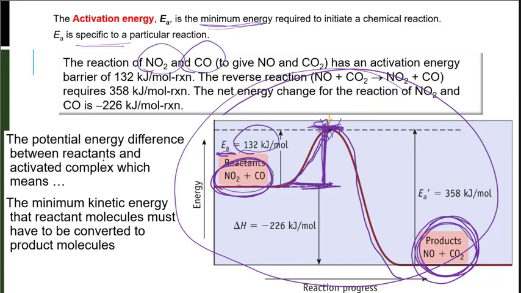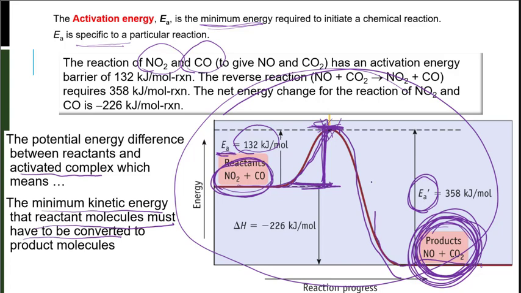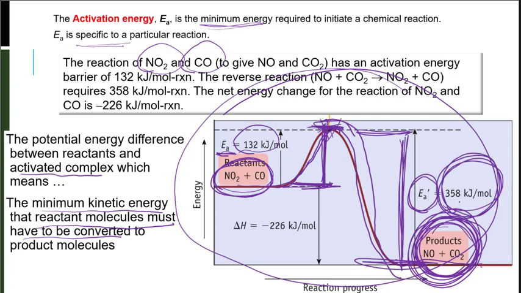The top part here is called our activated complex. That is our minimum kinetic energy that reactant molecules must have to be converted to product molecules. Now, if I wanted to go in the reverse direction, if I wanted my products to be turned back into reactants, notice here that I have EA prime. This is going in the opposite direction. I would need to go up to here. This difference right here would be the energy needed to make it go backwards, 358 kilojoules.